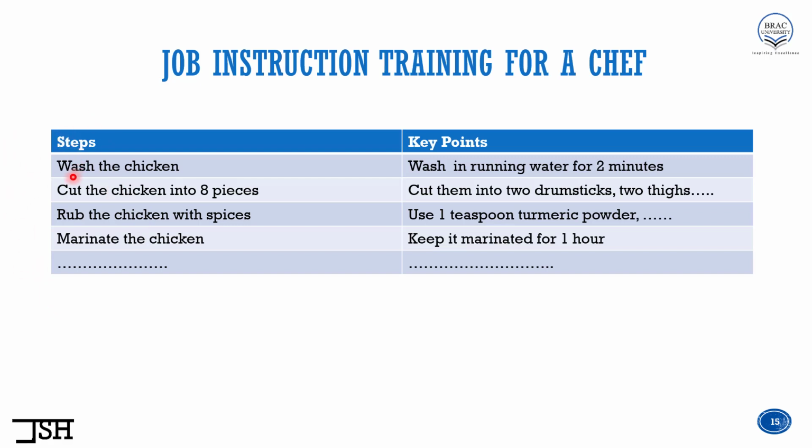So the first step is to wash the chicken. And the key important point about this step to remember is wash the chicken in running water for 2 minutes. Once you are done with this step, the next step is to cut the chicken into 8 pieces. And the important point to note regarding this step is to cut them into 2 drumsticks, 2 thighs, 2 breast pieces, and so on. After we are done with this step, the next step is to rub the chicken with spices. Here we have to use 1 teaspoon turmeric powder, 1 teaspoon chili powder, and other spices as well.